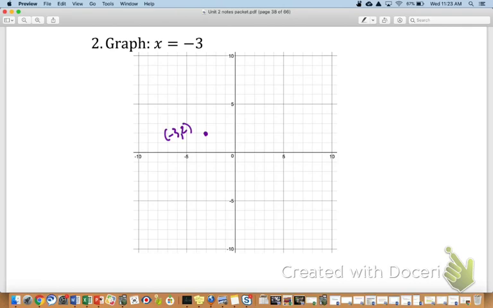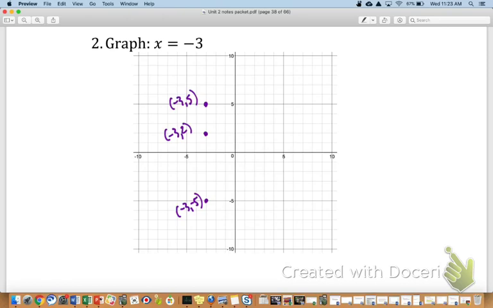Can anybody see any other points that would fulfill this relationship? Sasha, what do you see? -3, comma 5 would be right there. Well, the x-coordinate's -3. That makes a lot of sense. What do you see, Julia? -3, -5. Okay, so that's down there. What kind of a pattern is starting to develop here? Vertical. Not horizontal, but vertical.